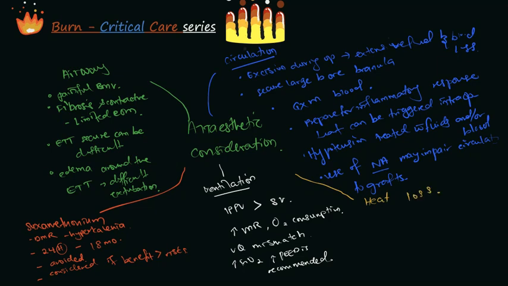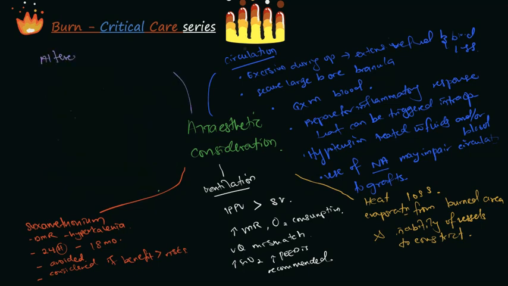Temperature should be monitored because heat loss is inevitable. The greater the heat loss, the greater the physiologic consequences of hypothermia. So this can be due to the evaporation from the burn area and also inability of the vessels to vasoconstrict.